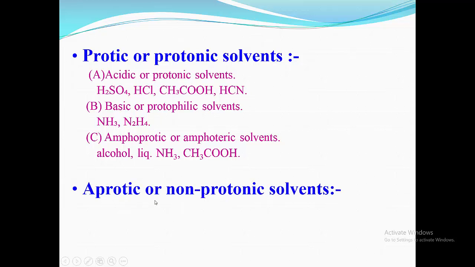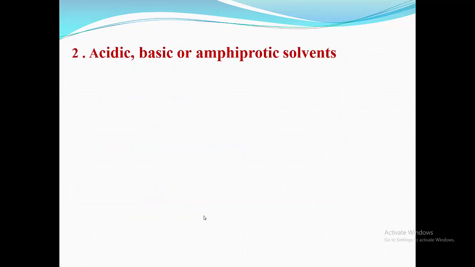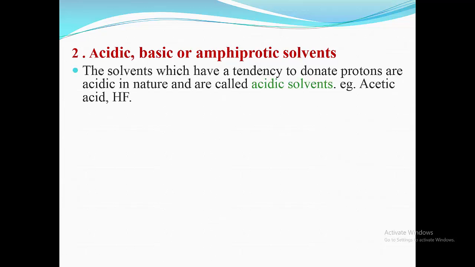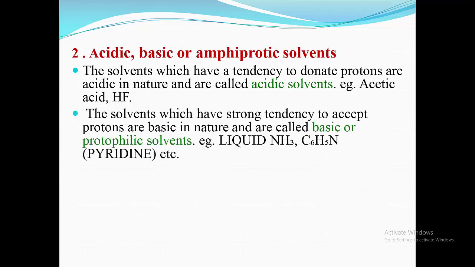Second type is aprotic or non-protic solvents. For example, benzene, CHCl3, CCl4 and SO2. Second type of solvents is acidic, basic and amphiprotic solvents. The solvents which have a tendency to donate protons are acidic in nature and are called acidic solvents. For example, acetic acid and HF, hydrofluoric acid.